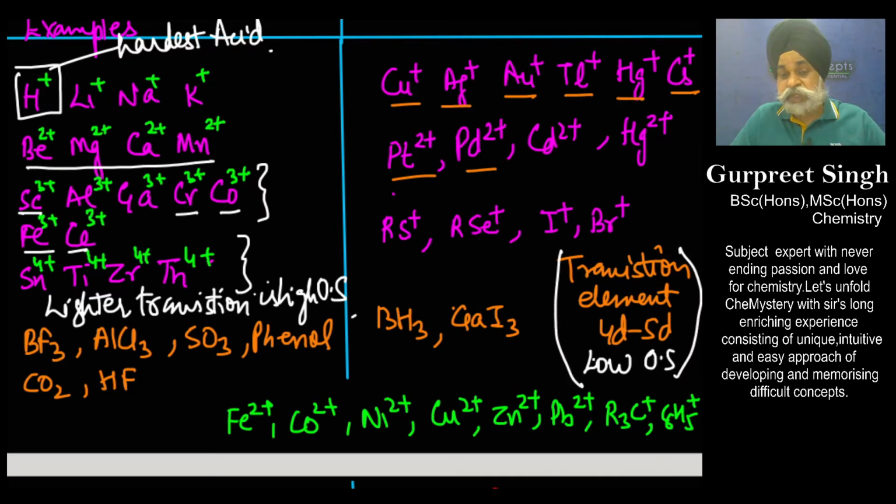Transition elements, because here you just have to remember the inference, not go into the details of every example, because HSAB is just a qualitative way of defining some properties. You are not able to quantify it in any way. It is a qualitative approach, not a quantitative approach.